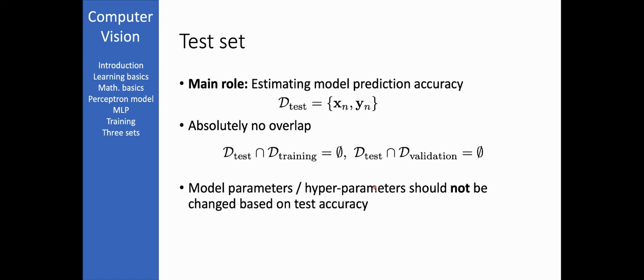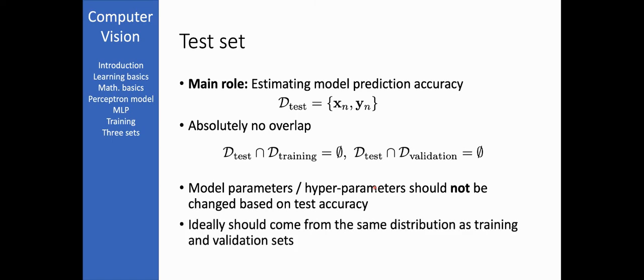Once we train the model, once we find the best hyperparameters with the validation set, we fix the model, and we only evaluate the model on the test set and find the discrepancy between the model predictions and the ground truth labels. The model parameters or the hyperparameters should not be changed based on the test accuracy. If you do that, you already included the test set in your validation accuracy. And this is crucial for finding the real generalization accuracy for a given neural network.